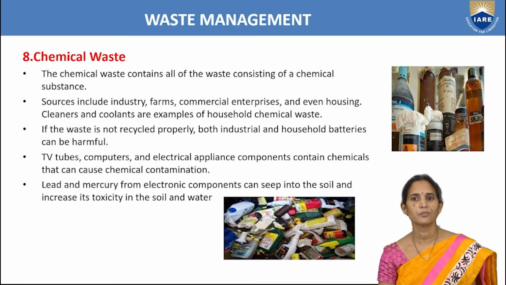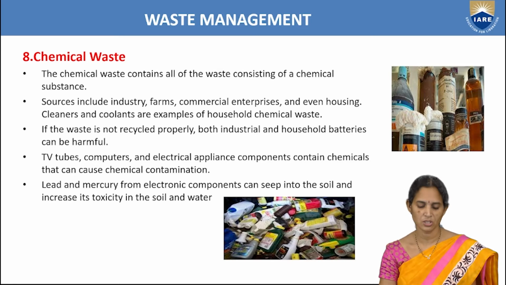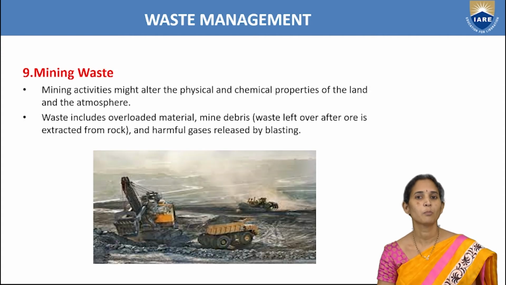Lead and mercury from electronic components can seep into the soil and increase its toxicity in the soil and water. When elements like lead and mercury enter the soil, they lead to soil pollution, and we cannot go for proper cultivation of crops. And when these toxic chemicals enter the water, that water is polluted. So we should not throw chemical waste into the water or the soil, and we have to dispose of it properly. And next, mining waste.